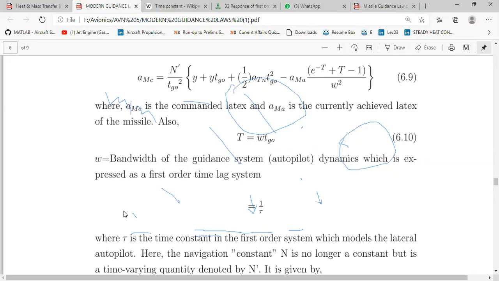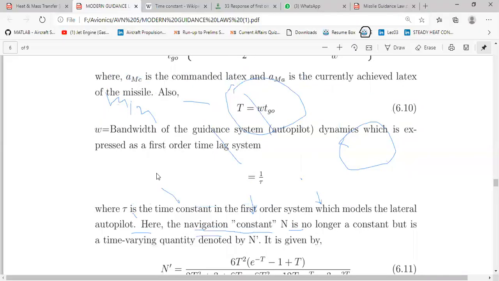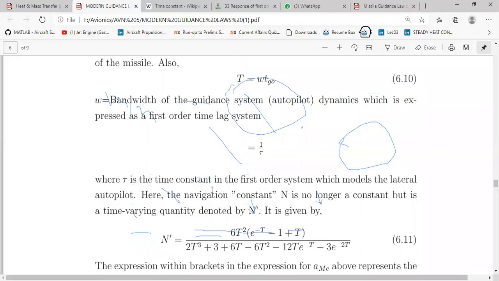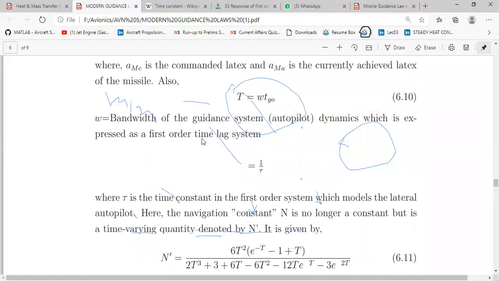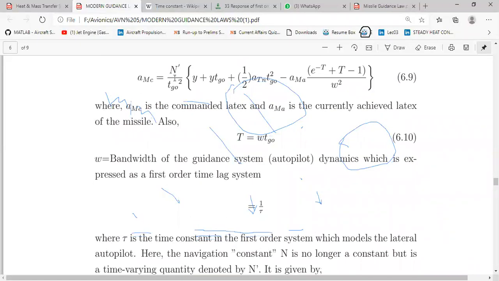Using this, we will be calculating the bandwidth, and from bandwidth we consider the time T, capital T, and we find out the latex command. Now, if you consider the value of N, which was not constant as it was in the case of APN and PN, you need to find out first N dash.